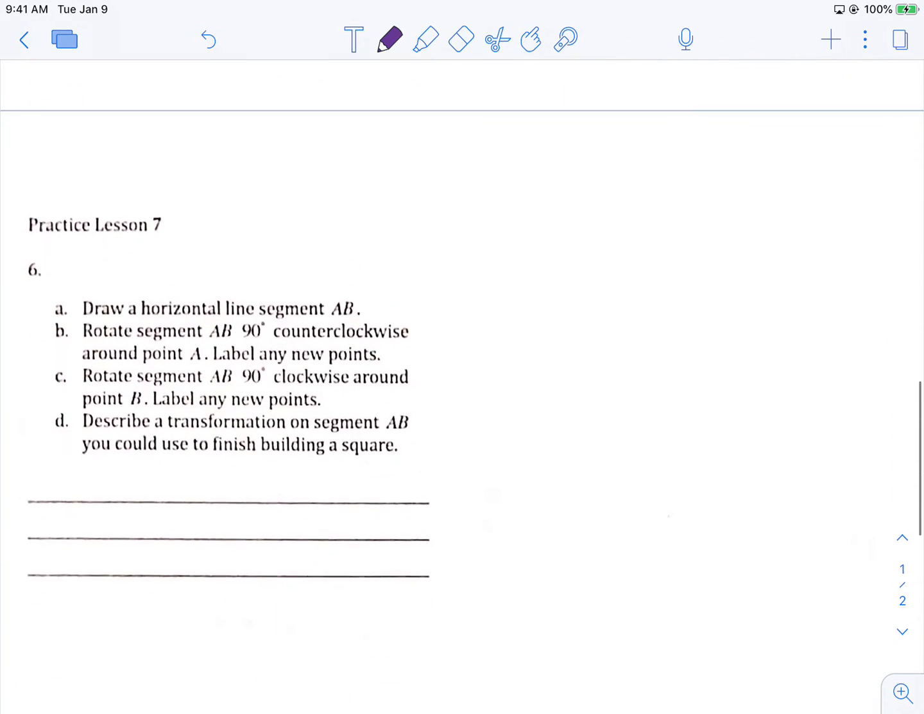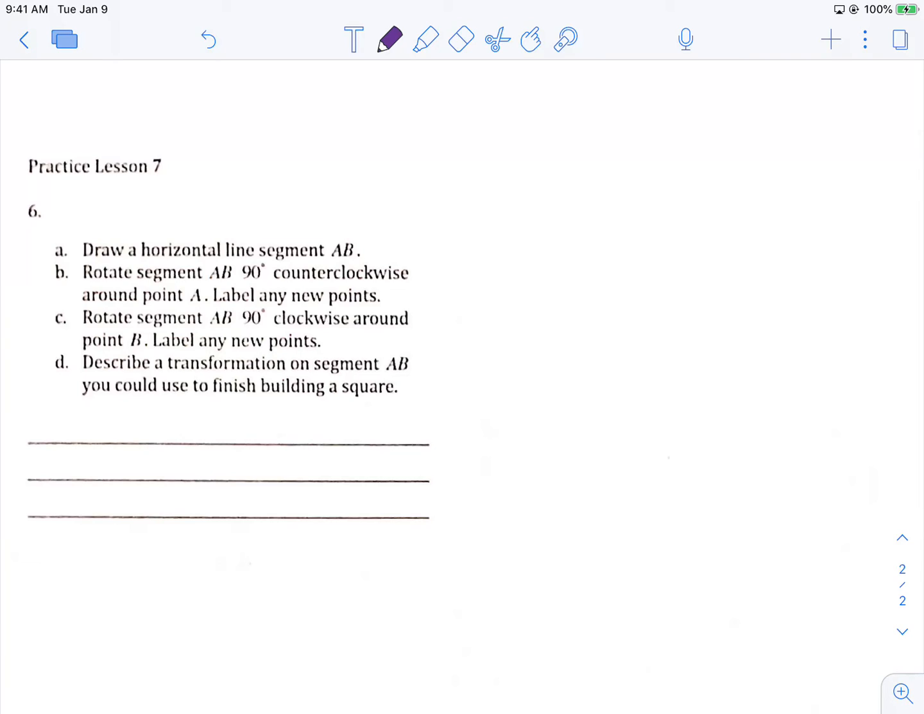And then number 6, you're going to draw a horizontal line segment, calling it AB. So remember, horizontal is just like the horizon. We're going to draw a horizontal line segment, and we're going to call it AB. So here A, here B. We're going to rotate segment AB 90 degrees counterclockwise. Remember, counterclockwise, like the hands on a clock. If we're going counterclockwise, we're going backwards. So we're going to rotate this backwards around point A. So you can think about your little cross there, and you're rotating that counterclockwise 90 degrees.